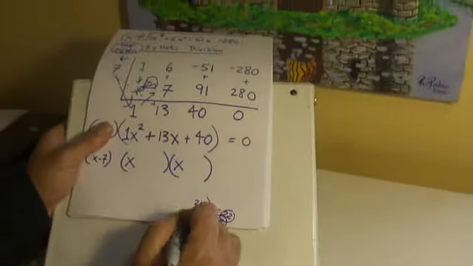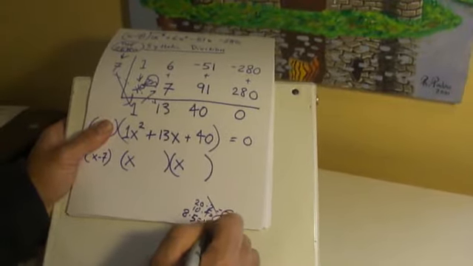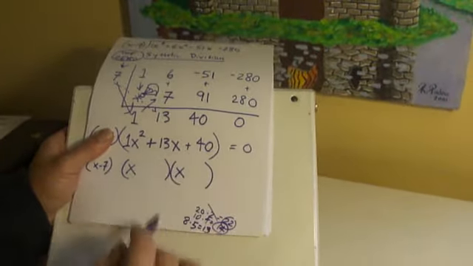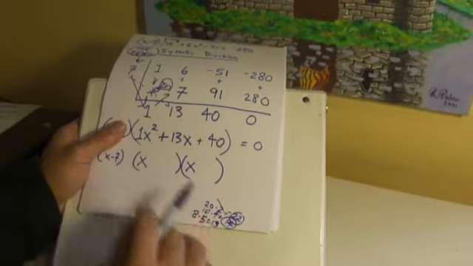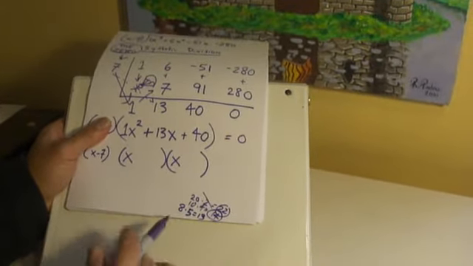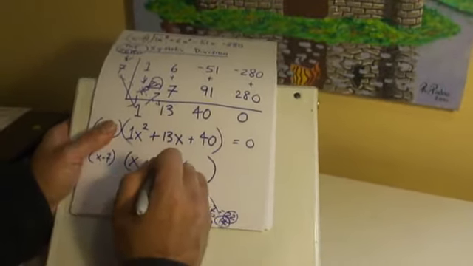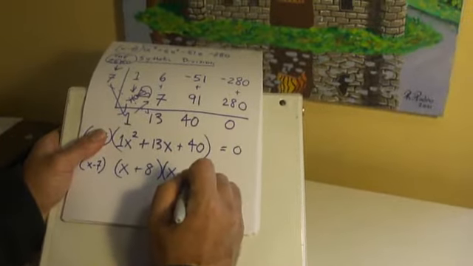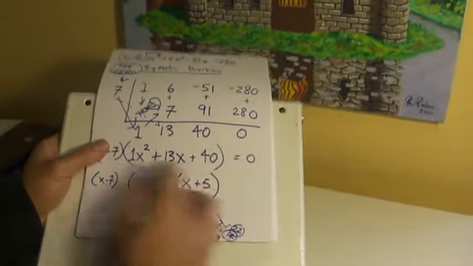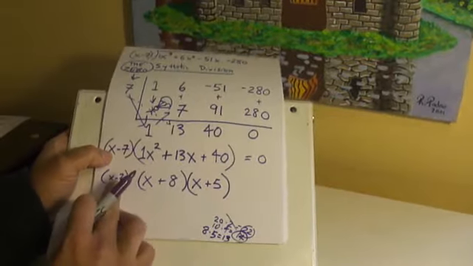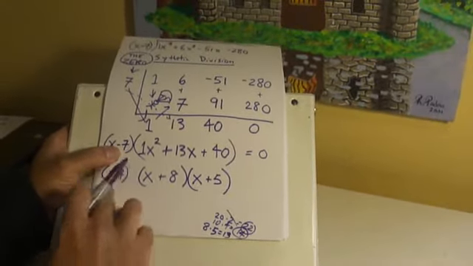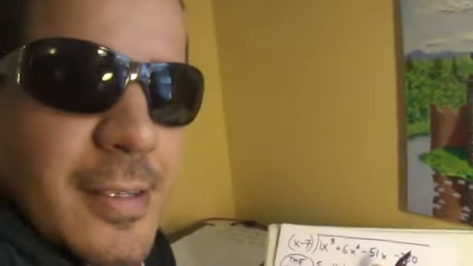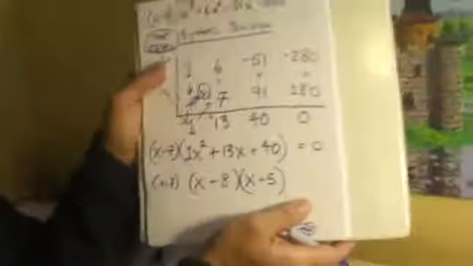How about 8 times 5? Wait a minute. 8 times 5 multiplies to 40 and adds up to 13, which is just what we're looking for. So that looks very nice. So we're going to put plus 8, plus 5. We just factored that trinomial, and when we put it together with that first binomial, we just factored this whole mean-looking polynomial. It doesn't look so mean anymore, does it?